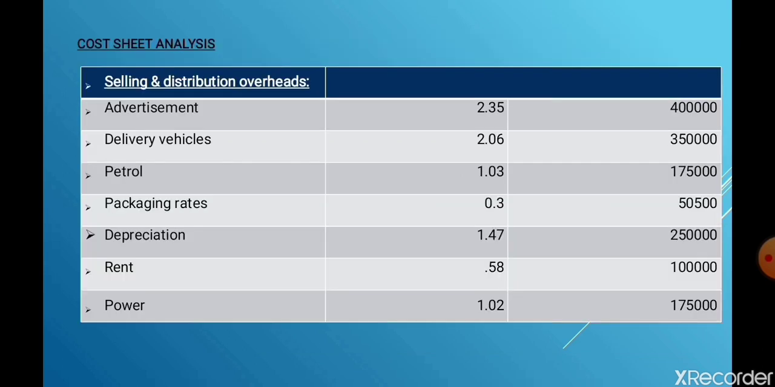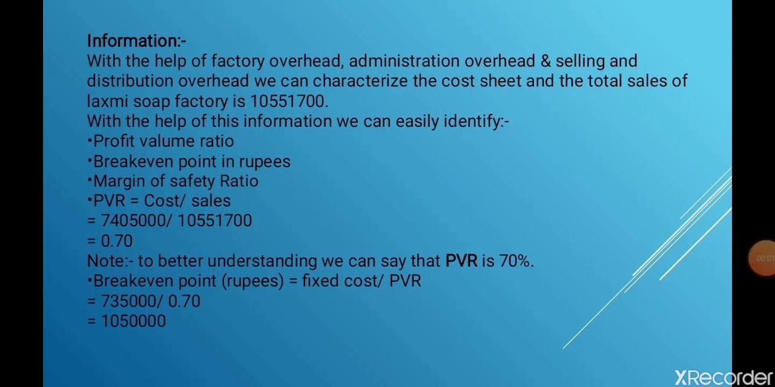And next is the cost sheet analysis. I analyze the advertisement cost, delivery vehicles, petrol cost, packaging rate cost, depreciation, rent, power cost. So from that information we can characterize the cost sheet, and the total sales of Lakshmi Soap factory is 1 crore 5,51,700 rupees. With the help of this information we can easily find out three things: first is profit volume ratio, second is break even point in rupees, and third is margin of safety ratio.